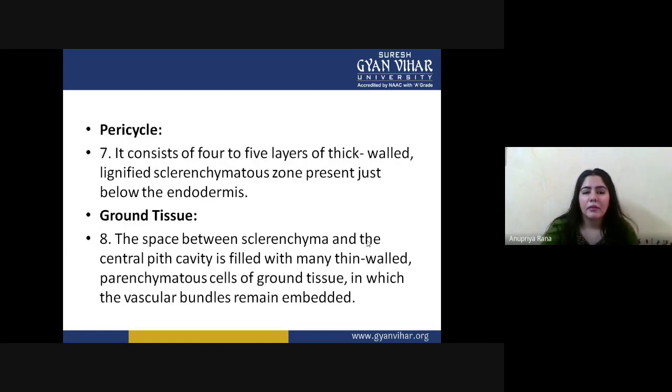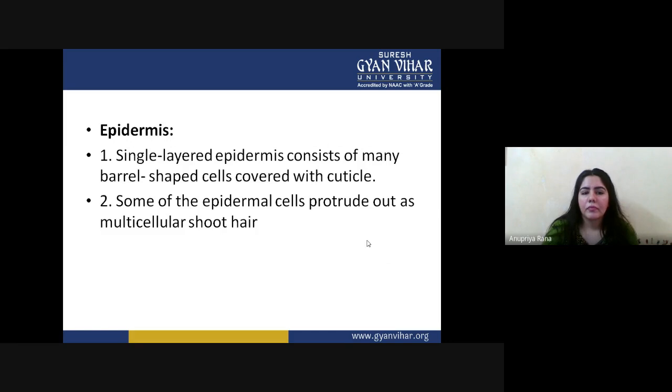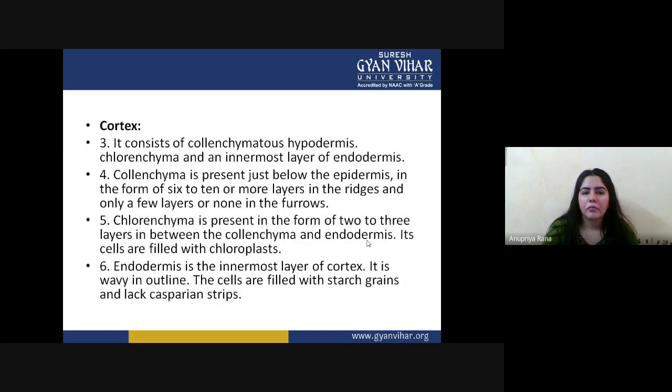Next, you will see here the cortex. Cortex is basically the ground tissue, and it has a little combination in the anatomical portion. If we firstly see the cortex, it consists of collenchymatous hypodermis. This collenchymatous hypodermis is just present beneath the epidermis.